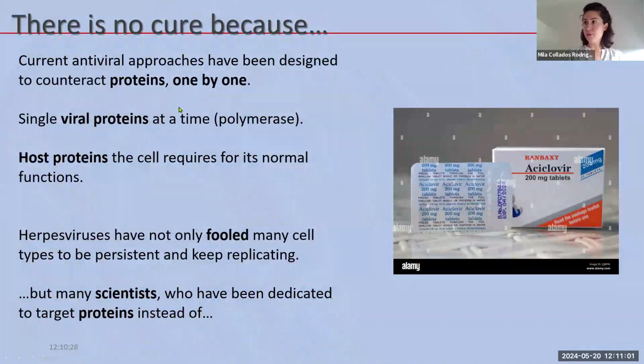And there is no cure because we have been focusing on targeting viral proteins one by one, while the virus has many proteins to disable our cells. And also we are targeting host proteins, like a lot of targets are epigenetic factors, and they are factors that our cell needs to function. So the herpes viruses have been not only fooling the cell, but also scientists by making them think that targeting proteins is the solution. So instead of proteins, let's see if that works.